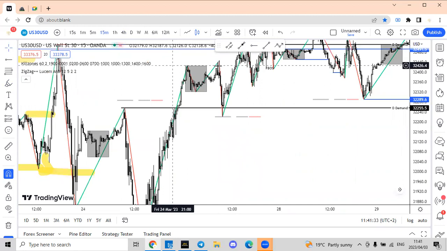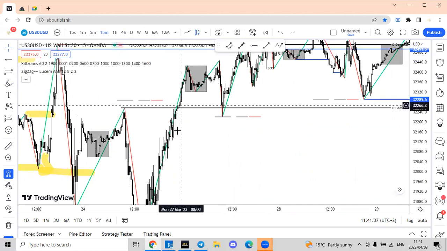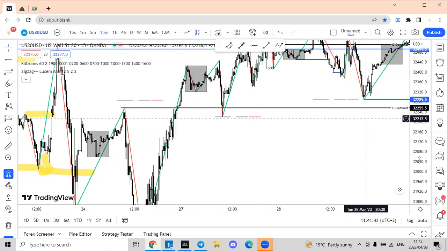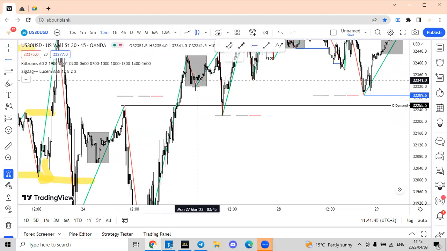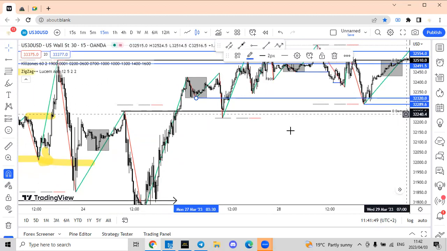It took liquidity from the Asian high, and as soon as it took liquidity from the Asian high, I was ready to buy. You understand? I was ready to buy because now the Asian low was acting as liquidity. You understand? Asian low was acting as liquidity. So where is my point of interest?